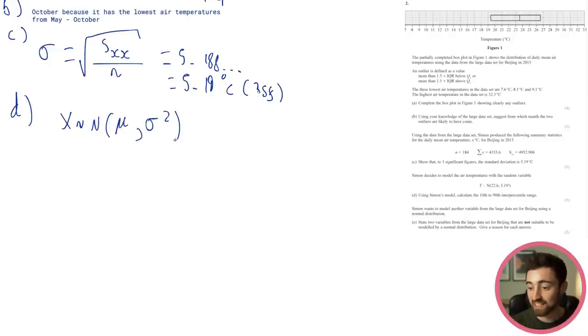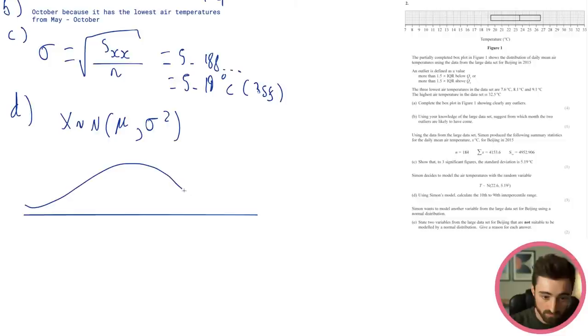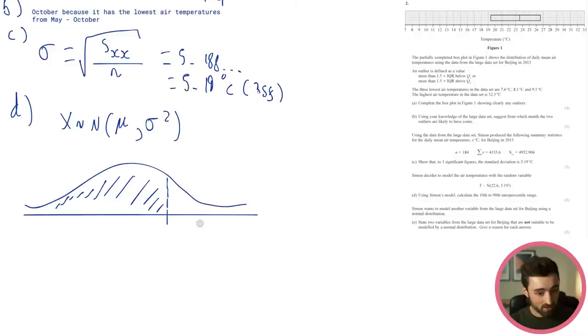Using Simon's model, calculate the 10th to 90th interpercentile range. What is that? Think of a normal distribution. There's a couple of things that we can do here. A lot of the time we can say, okay, here's a value, give me the probability that X or T or whatever it is is less than or equal to, or greater than or equal to, that value. But we don't want that now. We're going the other way.